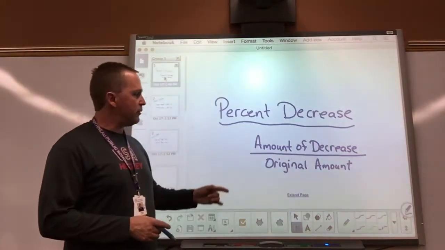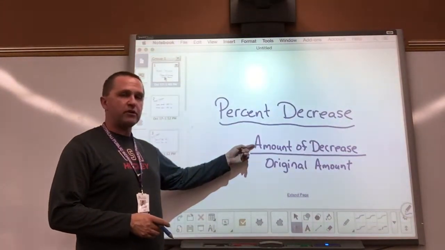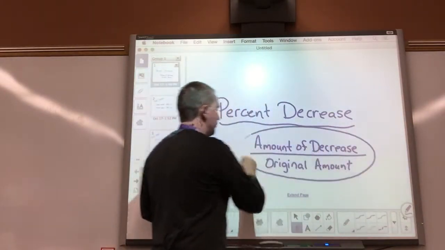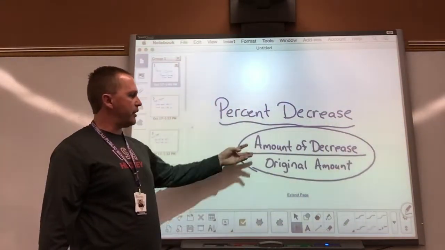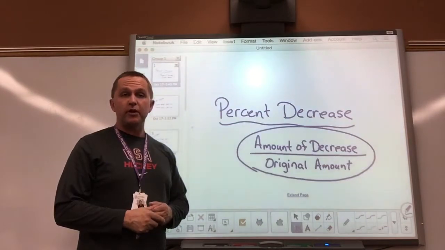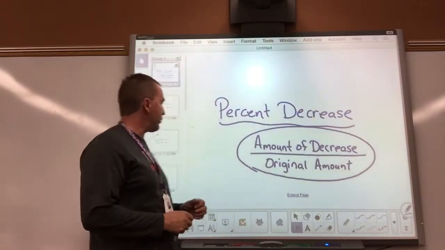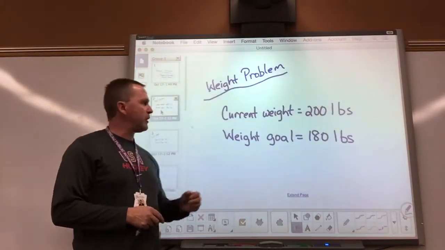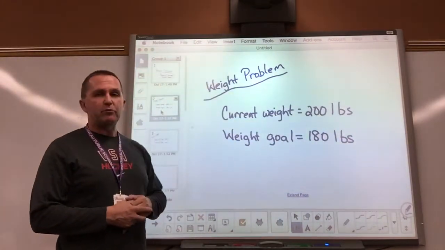The formula that you're going to have to be aware of in this case is the amount of decrease divided by the original amount. And again, when we did the percent of increase earlier here, this formula is going to be crucial in terms of being able to do some of these problems. So if we look at the first one, it could come in the form of a word problem, but I'm going to throw this out there as a weight problem.